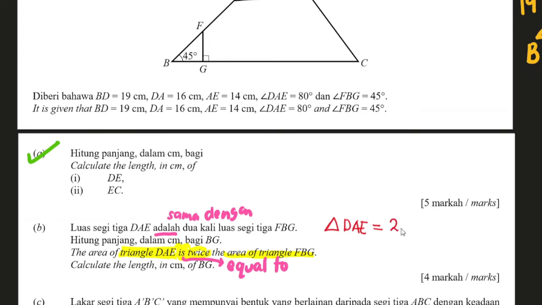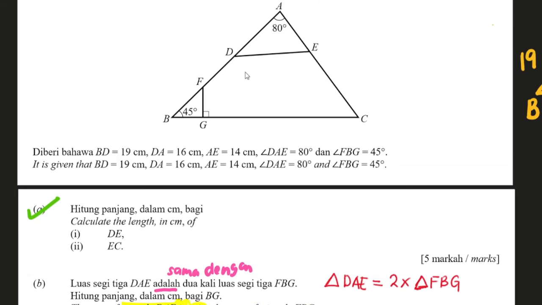It is 2 times the area of FBG. Okay, so you have already formed the equation. So right now, calculate using this, calculate the length of BG. Where is BG from our diagram? In our diagram here, BG is here.